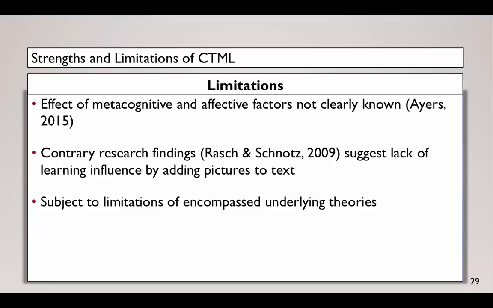Limitations include unknown influence of metacognition and affective factors in multimedia learning. There's also been contrary results of a research study which indicated that pictures combined with words did not support or hinder learning, and that due to the framework foundation of the theories of the dual channel, information processing, and cognitive load theories, the cognitive learning theory of multimedia learning is inherently subject to the same limitations of its baseline limitations.